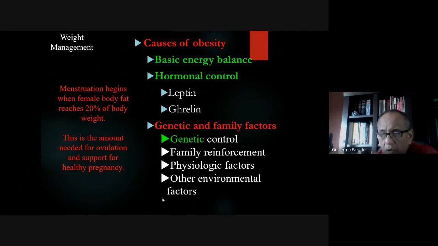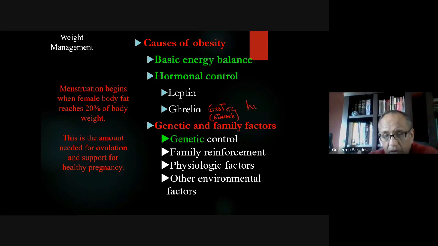Okay, so leptin and ghrelin. Those hormones regulate whether the body is told that you are hungry or not, whether you are satisfied or hungry. Let's start with ghrelin. Ghrelin is produced by the gastric mucosa, so the stomach. You can tell how to remember that, right? Ghrelin produces hunger.